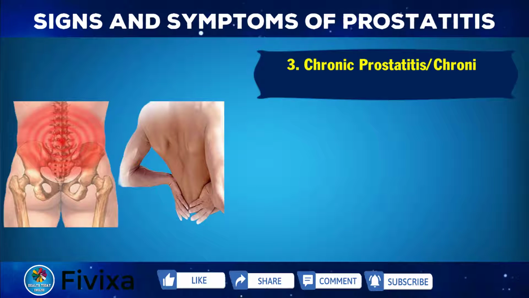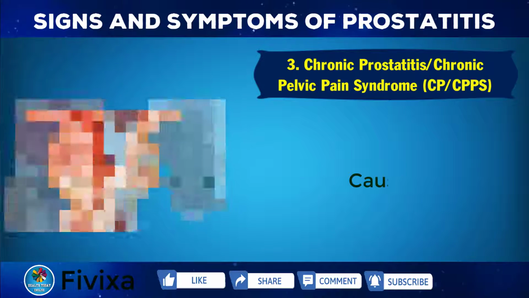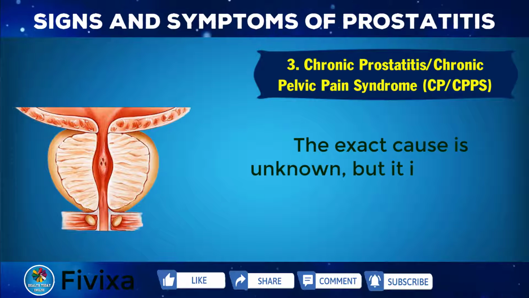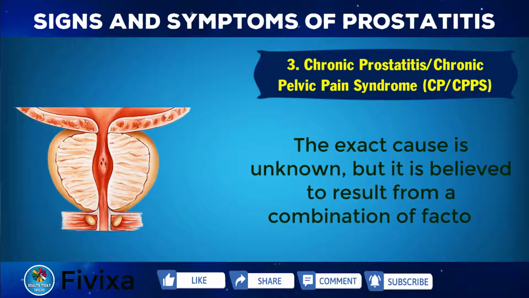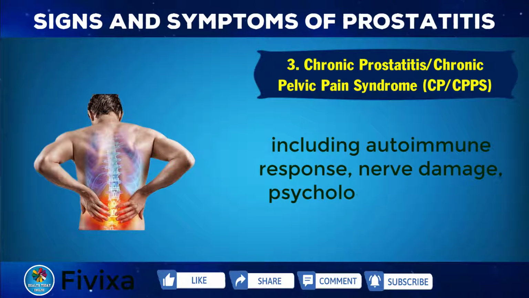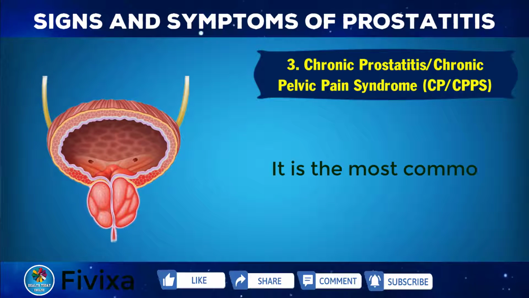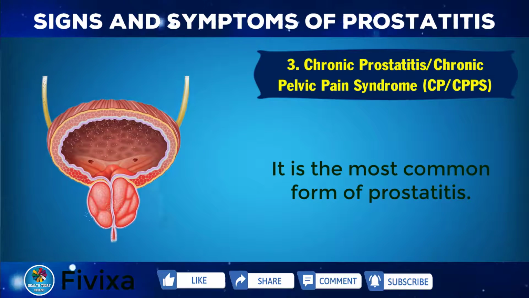3. Chronic prostatitis, chronic pelvic pain syndrome, CP-CPPS. Cause. The exact cause is unknown, but it is believed to result from a combination of factors, including autoimmune response, nerve damage, psychological stress, or prior infections. It is the most common form of prostatitis.